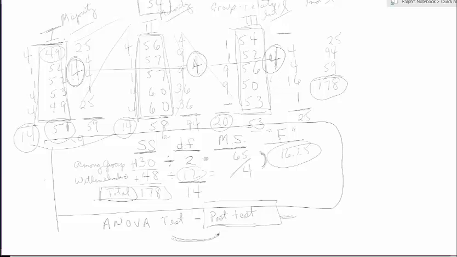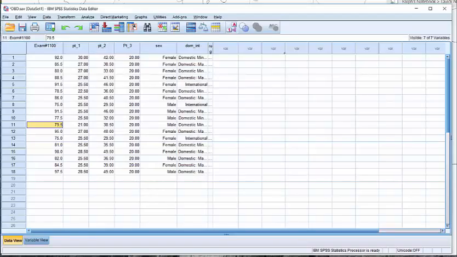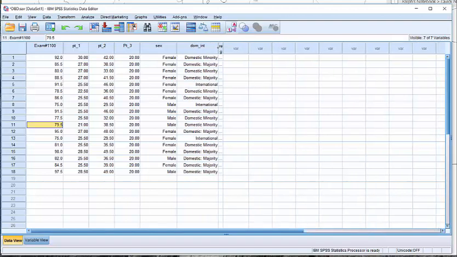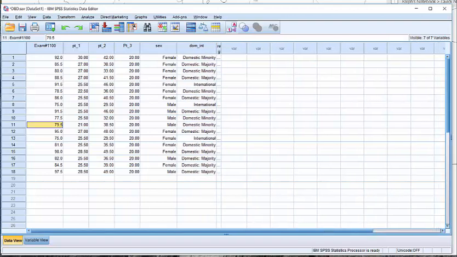Now let's take a look at how to do this in SPSS. Okay, this is what that looks like when you use SPSS. So let's imagine that we have a file here, as we do, and look at that DOMINT heading. This is domestic or international, and if you can see here, we have our employees in 3 categories. They are either domestic minority, or they're domestic majority, or they are international. So that's how we have this coded.